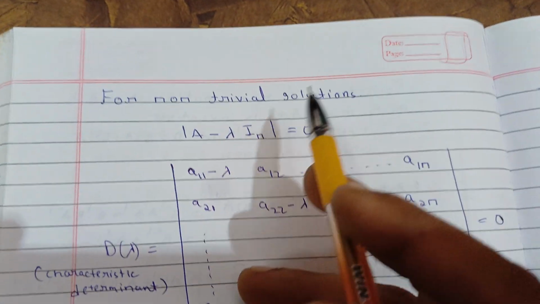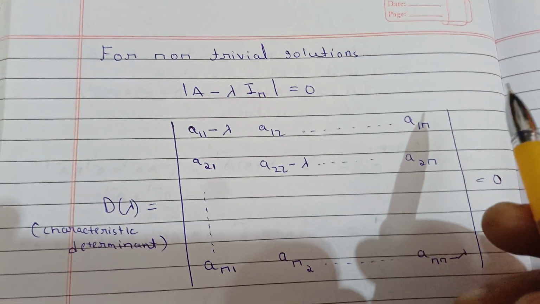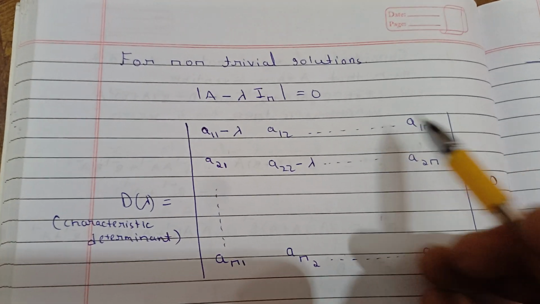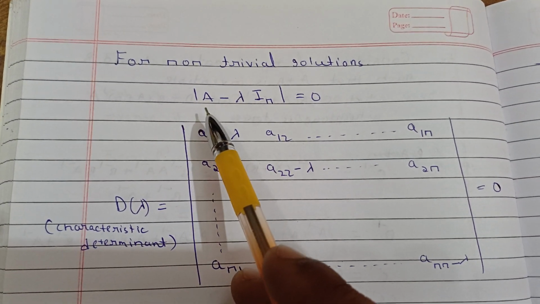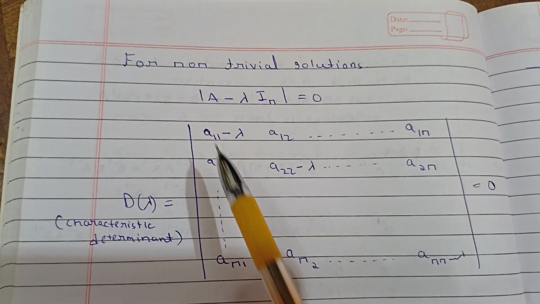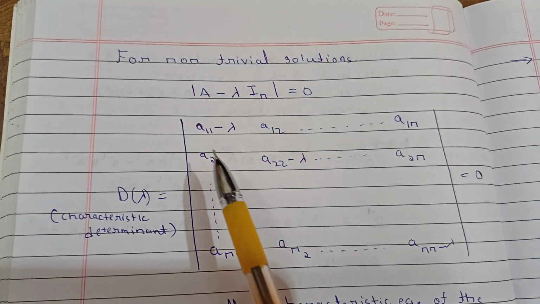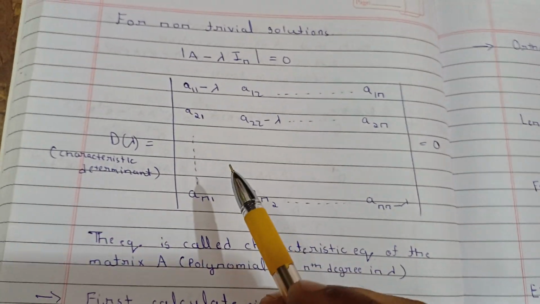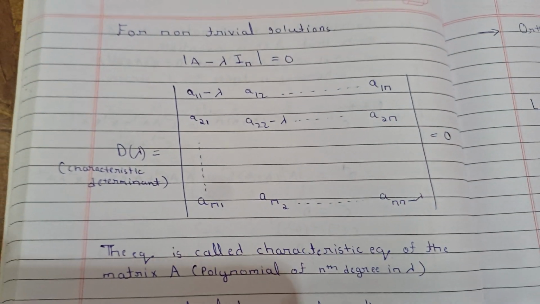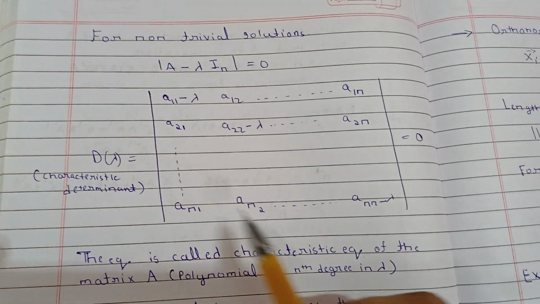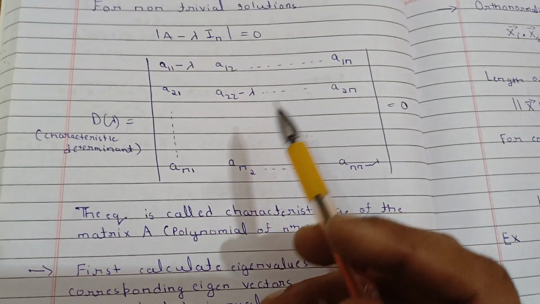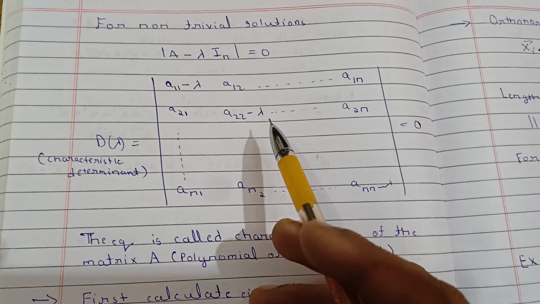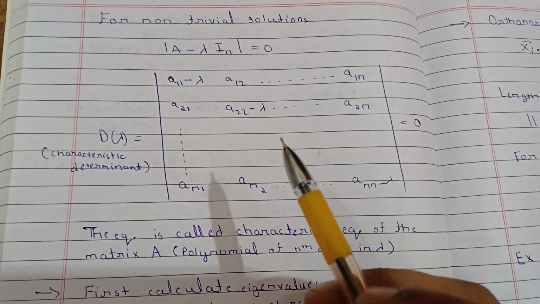For non-trivial solutions, the determinant of A minus lambda I should be equal to 0. Now if there is any matrix A of nth order, then you will get this type of matrix after solving this. A11 minus lambda means all the diagonal elements will have lambda subtracted from them. When you solve this determinant, you will get not just a quadratic, you will get a polynomial in powers of lambda, and that equation is called the characteristic equation.